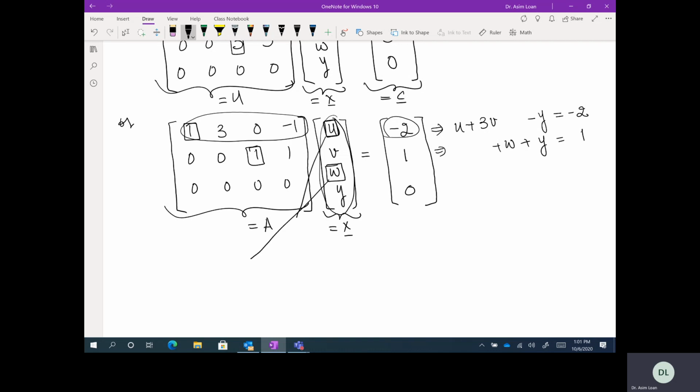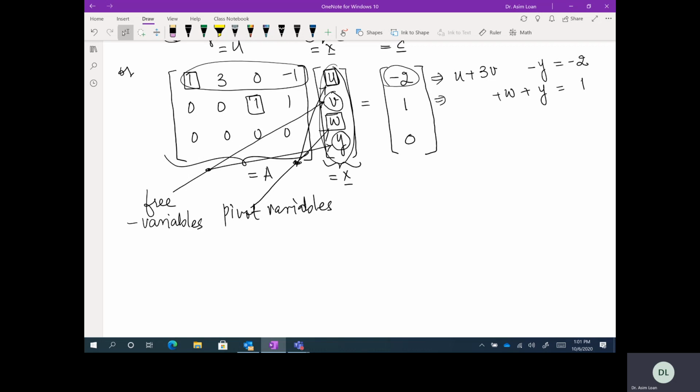Okay. So these two are pivot variables. And these two are my free variables. And if you recall, when I want to write it, so I'm going to write X equals U, V, W, Y equals, this is already on the right hand side, so this is going to be exactly the same.